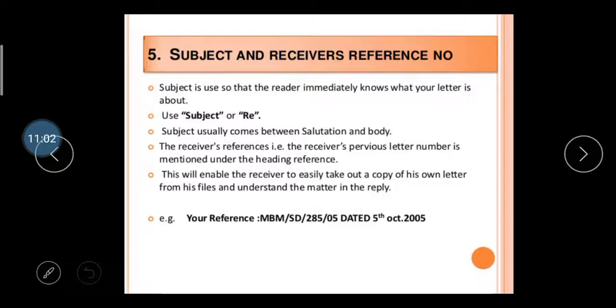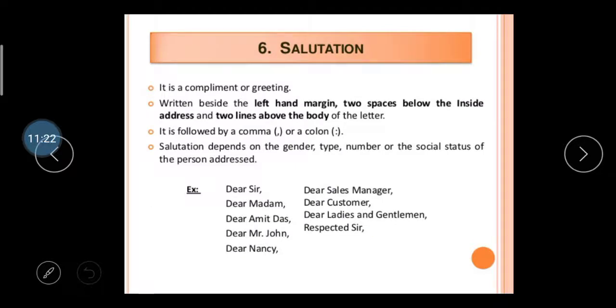Whenever you write the reference number, here you can see one example: when you write the example and the date of your overall transaction, your receiver can easily take the copy of this transaction from his file. Then after, number six is the salutation. It is a compliment or greeting. Write it beside the left hand margin, two spaces below the inside address and two lines above the letter body, followed by a comma, colon or semicolon. The salutation may vary according to the gender, type, number and social status of the person.